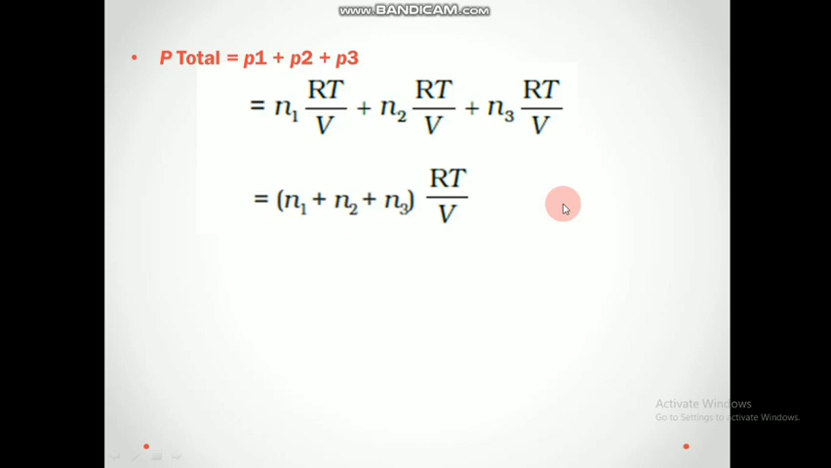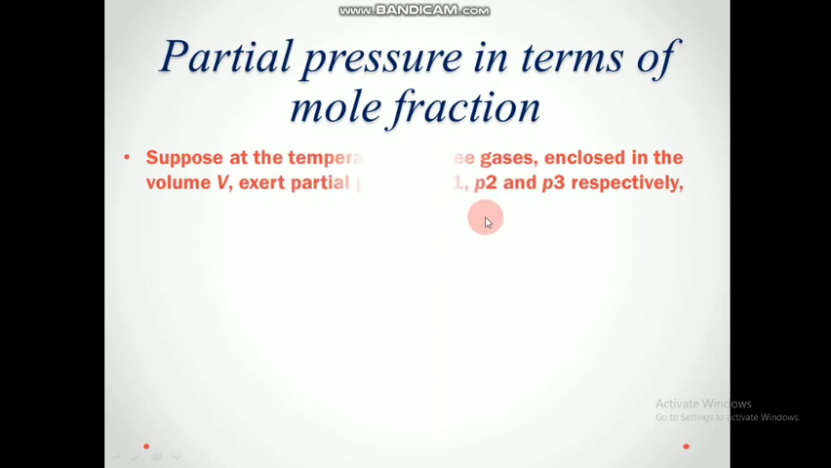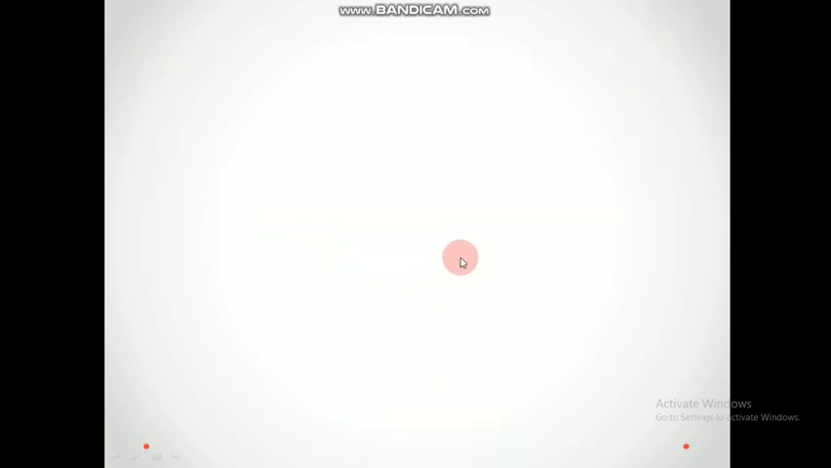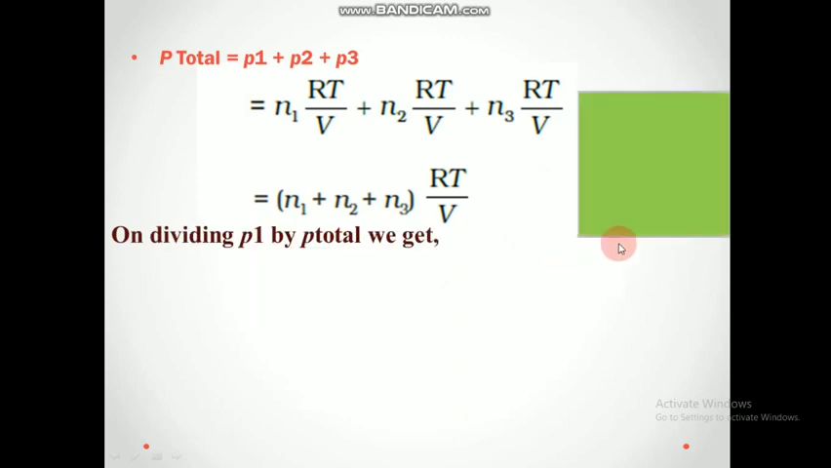So mole fraction, when we told, we should divide one of the components with the total. The same we are going to do. Dividing P1, the equation of P1, by P total, there we get the mole fraction. So we have found out the equation of P1 in this equation. So P1 is N1 RT by V. That we are going to substitute here.